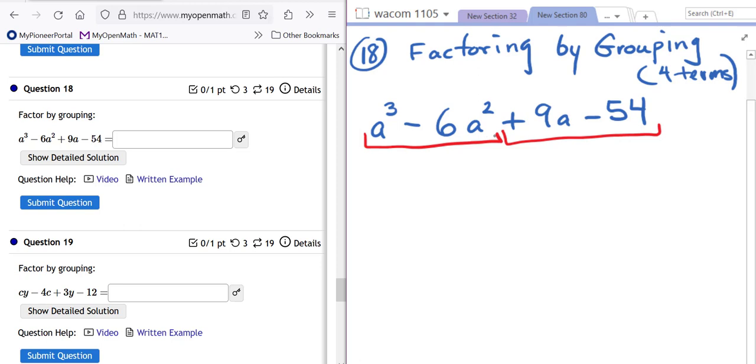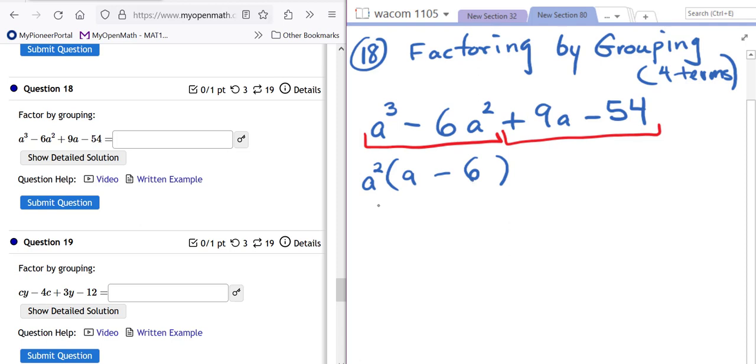So you're going to just work on this first group, and you're going to pick a GCF. All right, so there's no number, but we could pick an a squared. Right, and you need a parentheses. You're only going to get 2 terms in this parentheses. Okay, so for a cubed, we're missing an a. And for the second term, we're missing a -6. All right, we'll leave it right there.